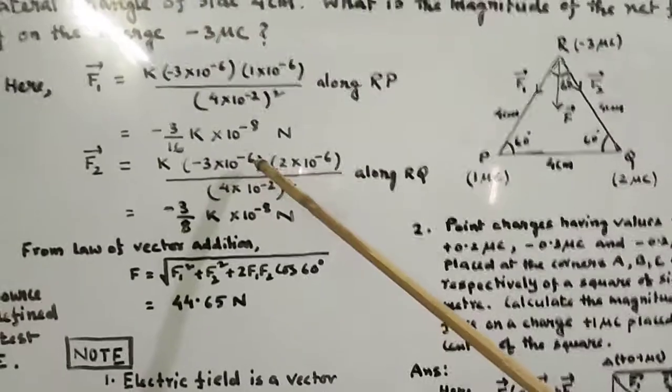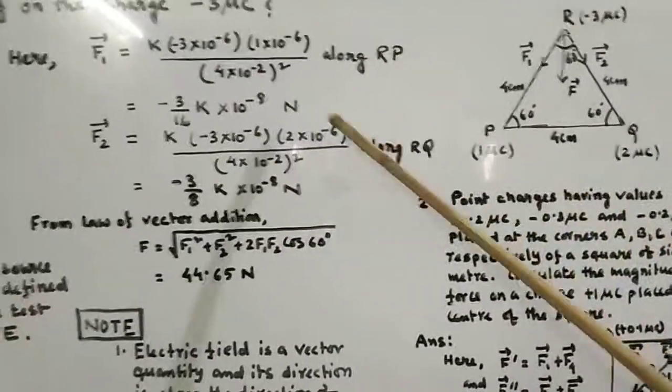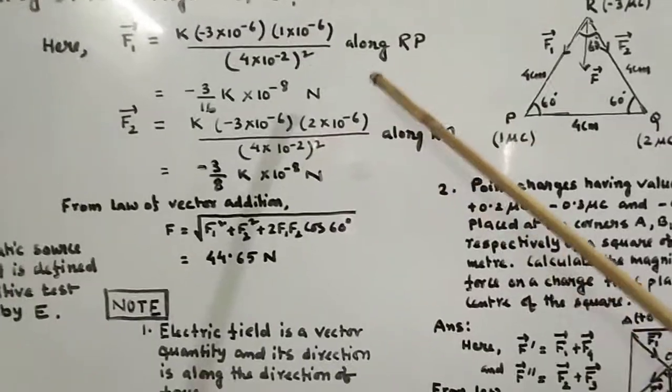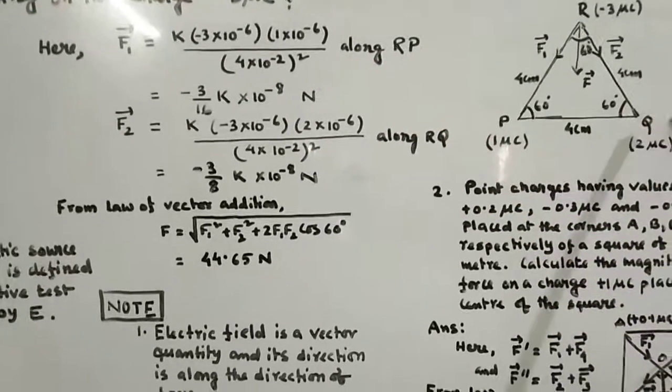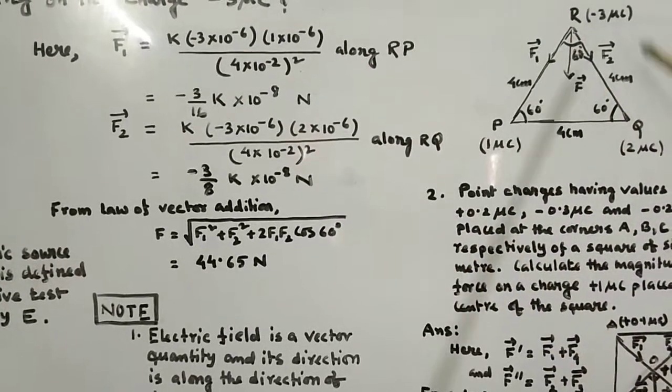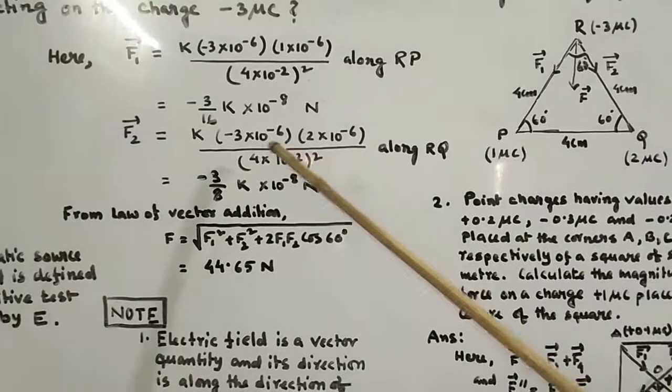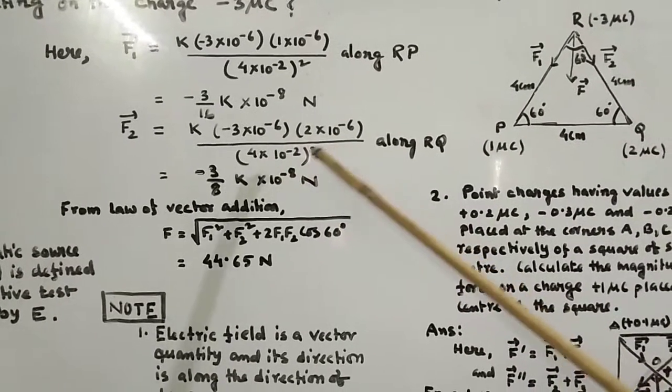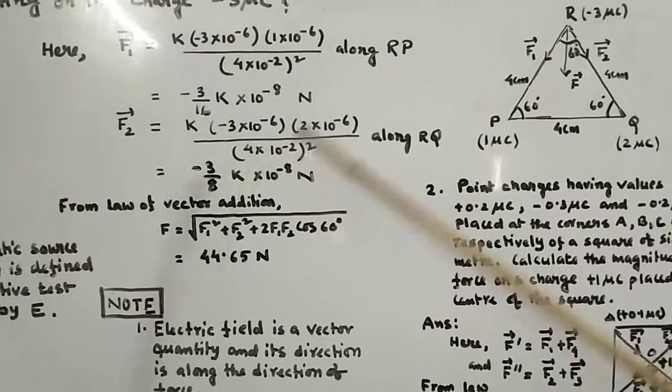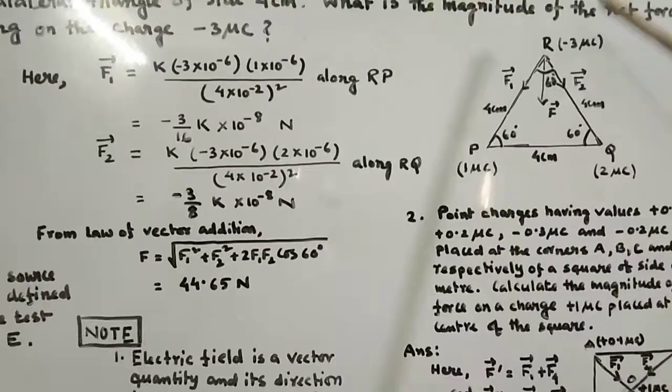Similarly, you can find the force F2 vector, and it is K, this charge, minus 3 into 10 to the power minus 6 coulomb, and this one is 2 microcoulomb, 2 into 10 to the power minus 6 coulomb, and the denominator part is the distance. The distance is nothing but 4 centimeter, that is 4 into 10 to the power minus 2 meter, and it is a square, so you have to square it, and it is directed from R to Q.